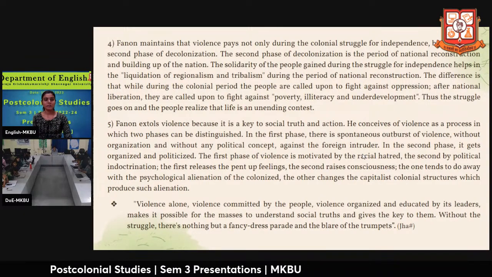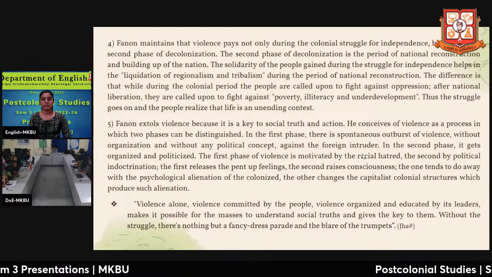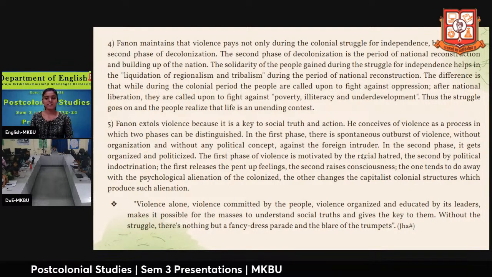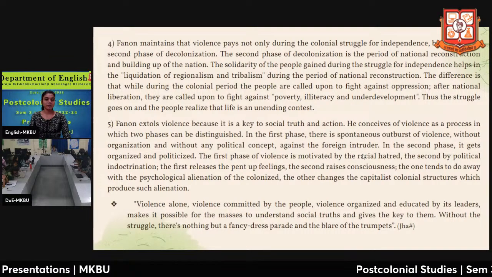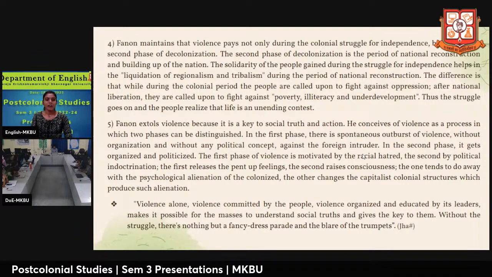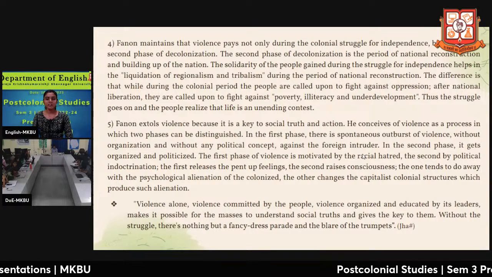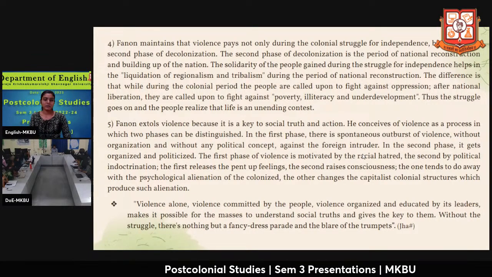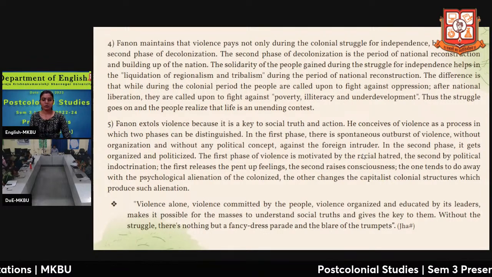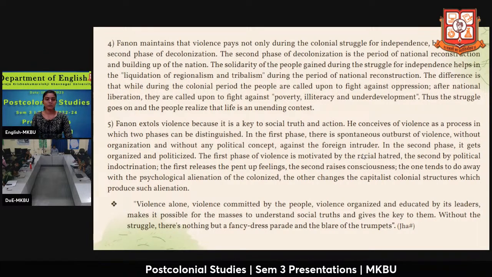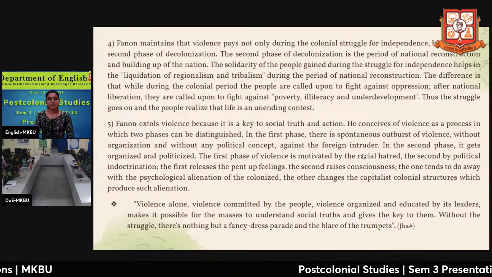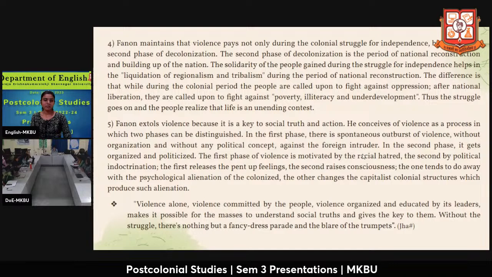Fanon maintains that violence pays not only during the colonial struggles for independence, but also in the second phase of decolonization. The second phase of decolonization is the period of national reconstruction and building up the nation. The solidarity of the people gained during the struggle for independence helps in the liquidation of regionalism and tribalism. During the period of national reconstruction, the difference is that while during the colonial period, the people are called upon to fight against oppression, after national liberation, they are called upon to fight against poverty, illiteracy, and underdevelopment. Thus, the struggle goes on, and the people realize that life is an unending contest.